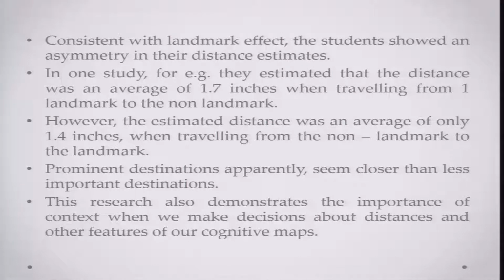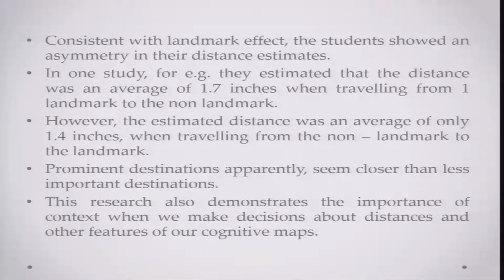It was made up to 1.4 inches. When they are traveling away from that landmark to something else, the distance was stretched to 1.7 inches. So, they are overestimating the distance when they are traveling away from the landmark to some other non-landmark place, and they are shortening the distance estimate when they are traveling towards a particular landmark. Again, this could be affected by so many different factors, by expectations, by overall motivation to go to that place, and those kinds of things. But we see that this is entering your estimate of distance, entering how you navigate with your cognitive map. So, this is again one aspect of research.